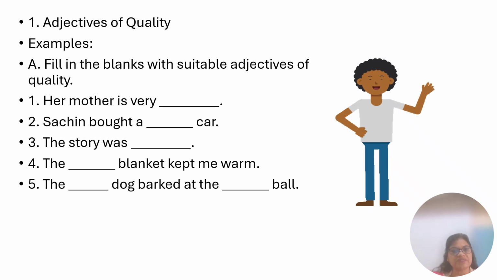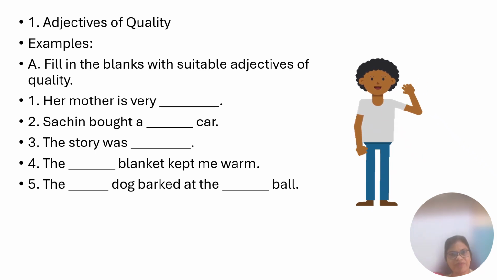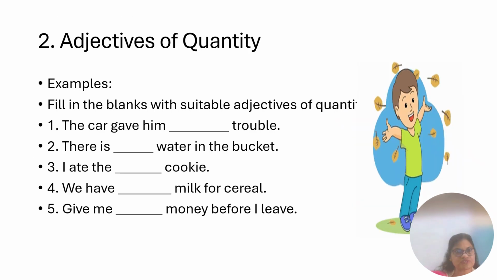Now next you have the dash dog barked at the dash ball. So here you can describe the type of dog or you can describe the condition of the dog, whether the dog was angry, aggressive or frightened. You can describe that. Okay, the frightened dog barked at then describe the ball, colorful ball or black ball or unfamiliar ball. Okay, you can write any word here. Now let's move on to the next slide.